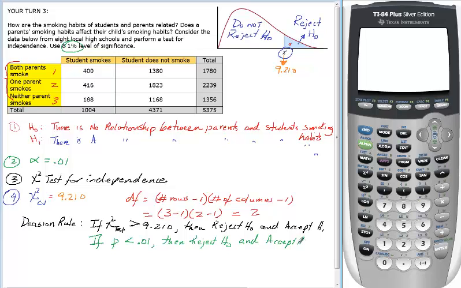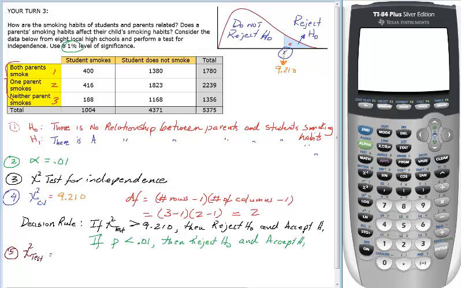Now HA is just another, some people use HA as the alternate. Okay, so there you go. There's your decision rule and your chi-square critical value. We're all set to go. Step 5, of course, brings us to chi-square test value. Let's look at the chi-square test value.